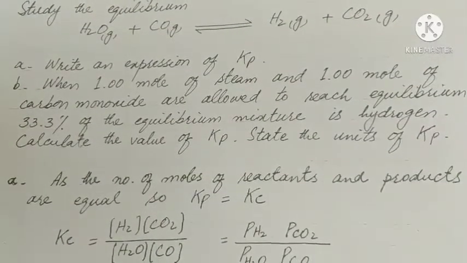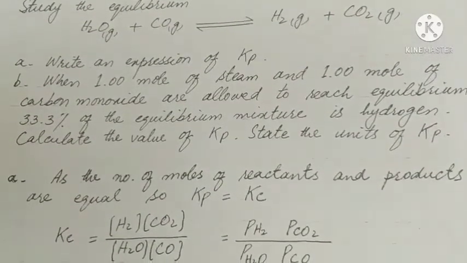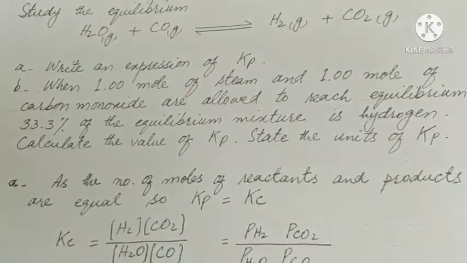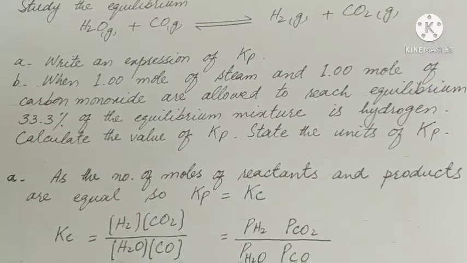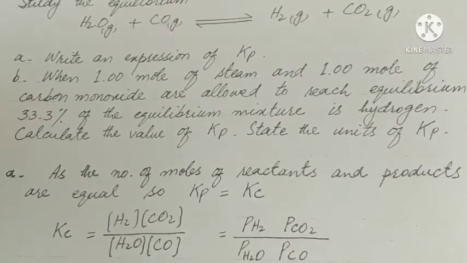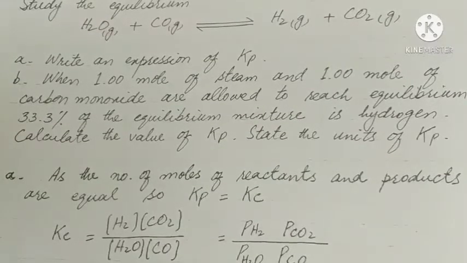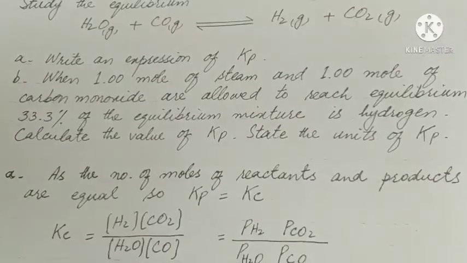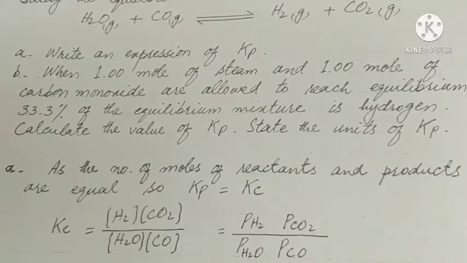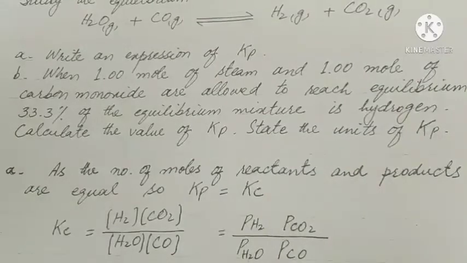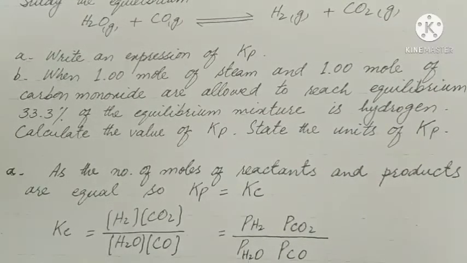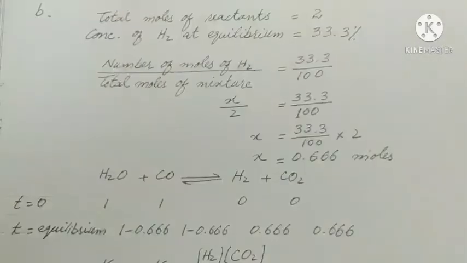Now, first of all, we solve part A. As the number of moles of reactants and products are equal, Kp is equal to Kc. And Kc can be written as H2 into CO2 divided by H2O into CO, which is equal to PH2 into PCO2 divided by PH2O into PCO. P stands for partial pressure because the reactants and products are given in gaseous state.